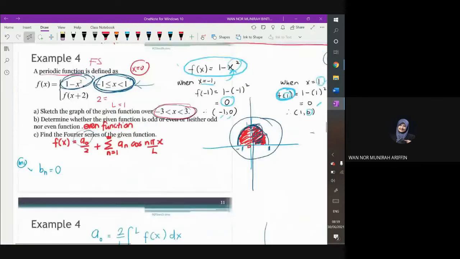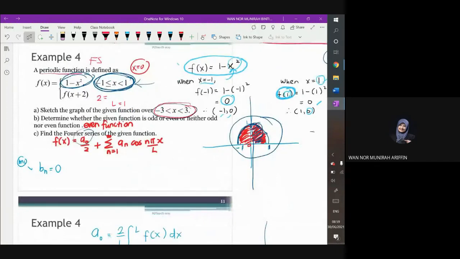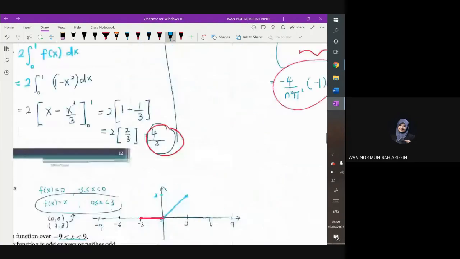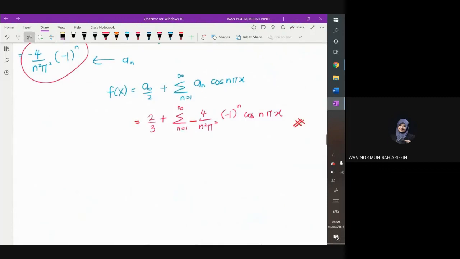But if I extend the question, and it says find the Fourier series of the given function up to n equals 3, first of all you just ignore that part. You just find out the Fourier series of your function f(x), just like what we did just now. But if the question asks for up to n equals 3, after you get the solution f(x) here, then only you put n from 1 until 3.